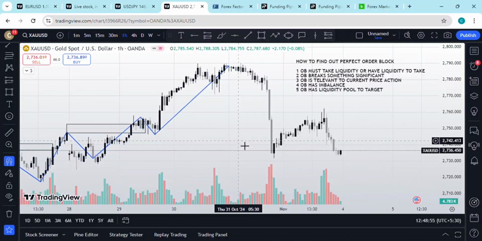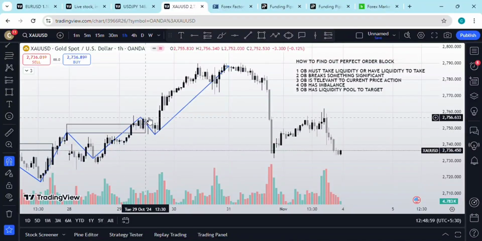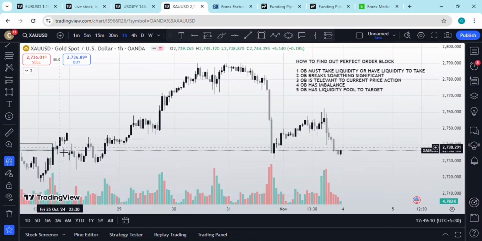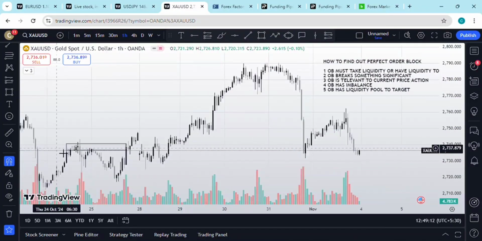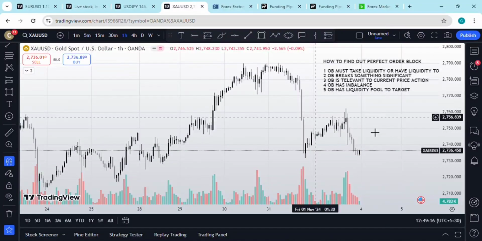The fourth and fifth are the most important ones, I guess. Everything is important, but I believe the fourth has some institutional power in it. So I'm going to explain it over here. Let me just clear everything out. I don't like messy charts. Yep. Fourth point: OB has imbalance. So let me show you over here.